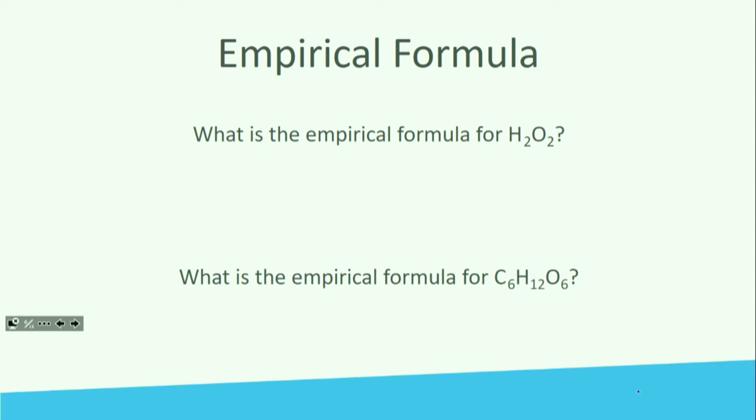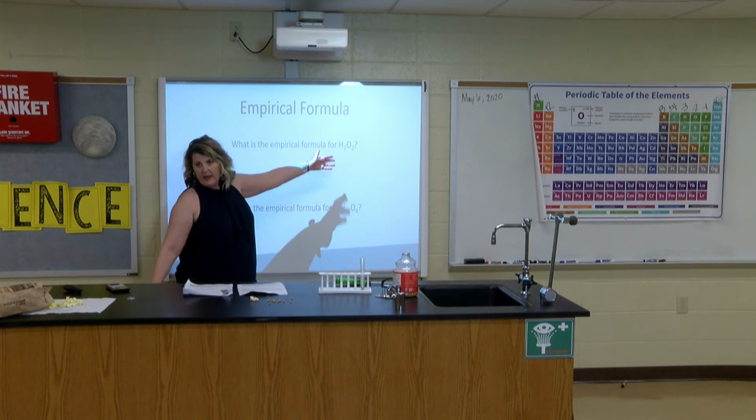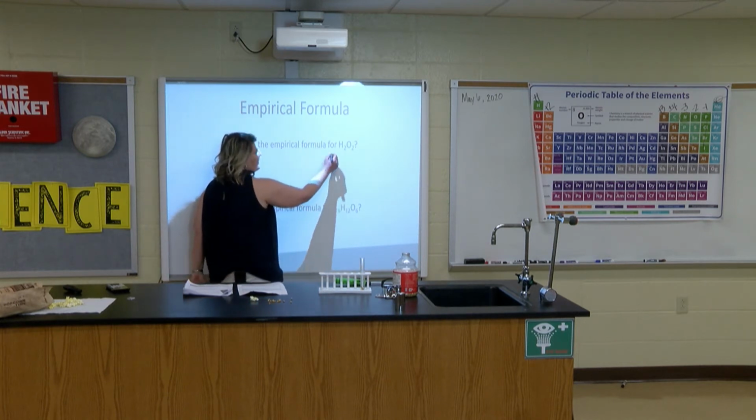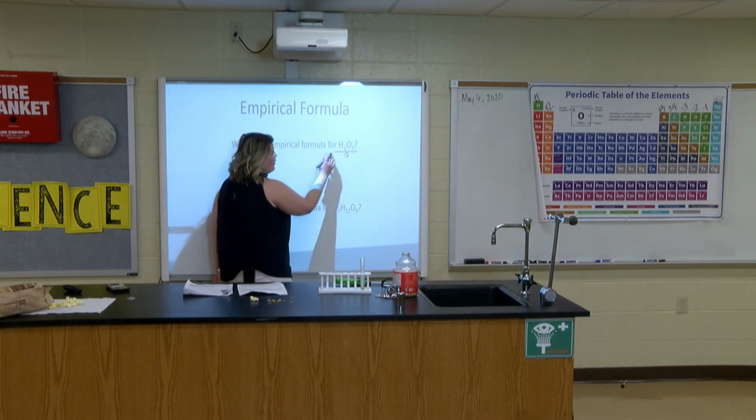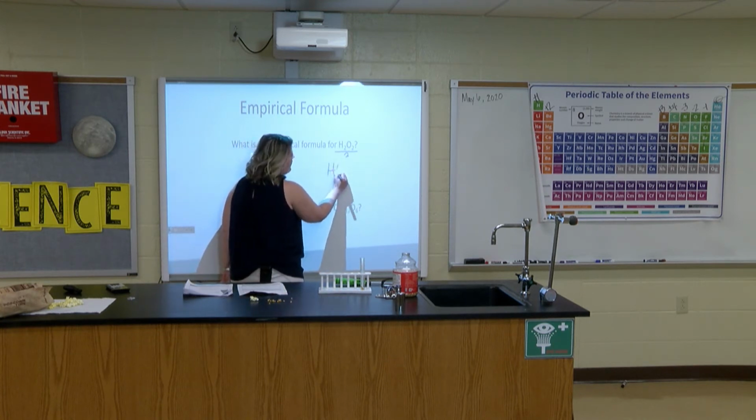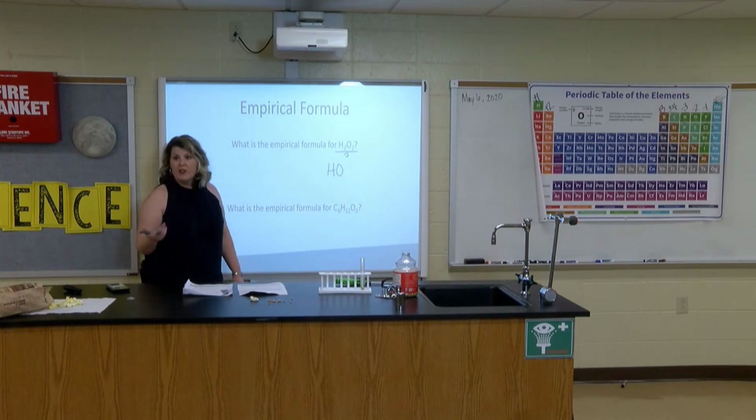An empirical formula cannot be reduced. So if I have common factors of 2 and 2 here, what can I divide everything by to reduce this? I could divide everything by 2, which means my empirical formula for hydrogen peroxide would be HO.